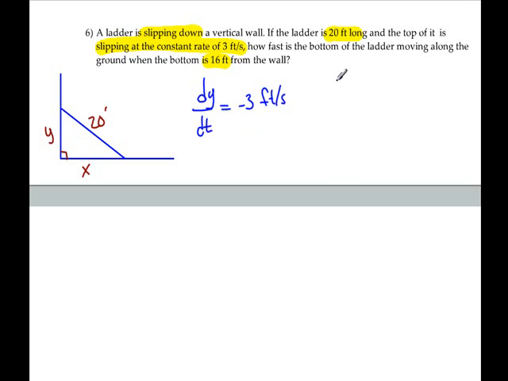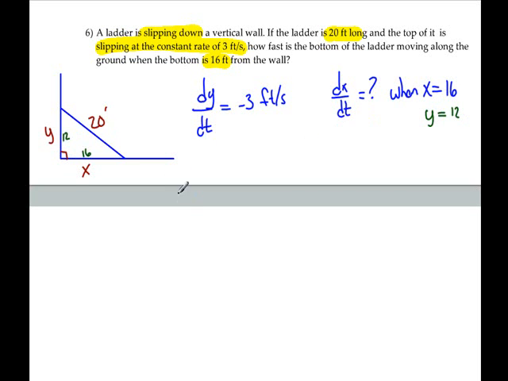They asked for dx dt when x equals 16. Well, when x is 16, this value down here, when that's 16, a little Pythagoras will tell us that this has to be 12. You can kind of see a 3, 4, 5 triangle hiding in here. So that's when y is 12.